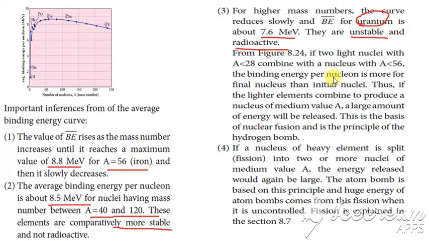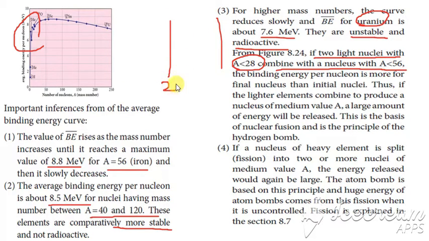Okay, next, if two light nuclei with A less than 28 combine to form a nucleus with A less than 56, then the binding energy per nucleon is more for the final nucleus than for the initial nuclei.